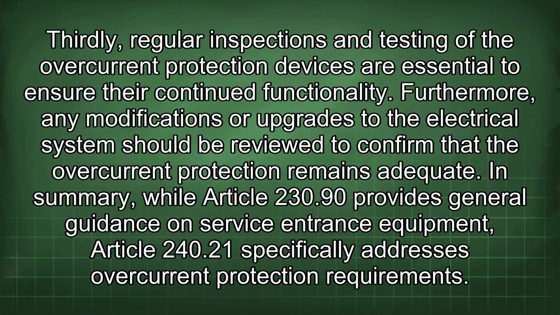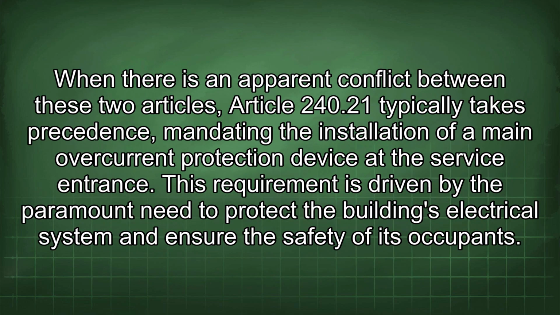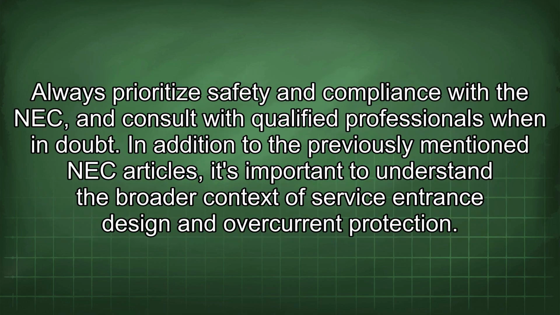In summary, while Article 230.90 provides general guidance on service entrance equipment, Article 240.21 specifically addresses overcurrent protection requirements. When there is an apparent conflict between these two articles, Article 240.21 typically takes precedence, mandating the installation of a main overcurrent protection device at the service entrance. This requirement is driven by the paramount need to protect the building's electrical system and ensure the safety of its occupants. Always prioritize safety and compliance with the NEC and consult with qualified professionals when in doubt.